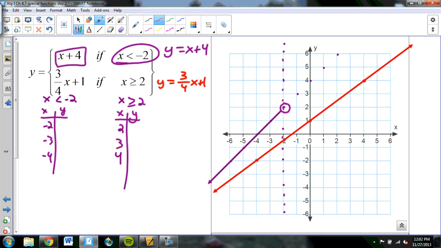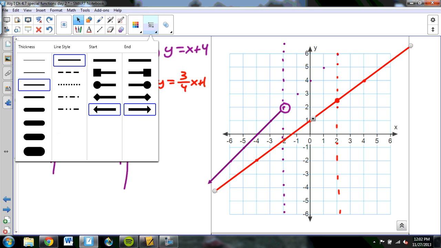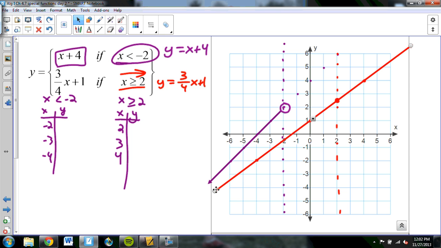I want when x is greater than 2. Well, x equals 2 happens right here. That's where x equals 2, on that line. So my starting value is here, and this time I'm going to the right. So I'm going to erase everything over here. Graph goes like that. And those are the two pieces of my piecewise function.